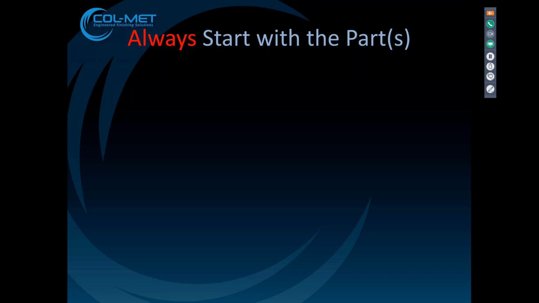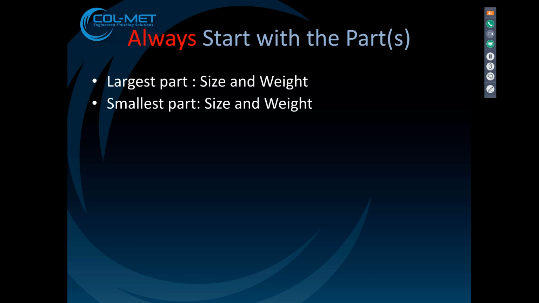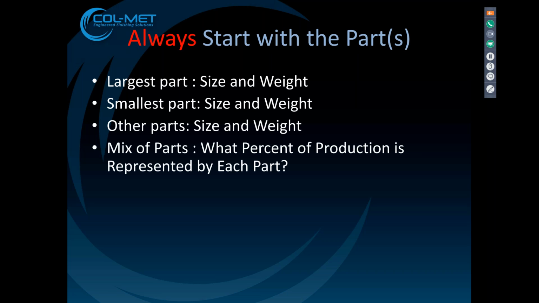The process always starts with the part. We need to find out from the customer what his largest part is, both size and weight. We also need to know what the smallest part is, both size and weight. Additionally, we need to understand the other parts in between the smallest and the largest part, both size and weight of those as well. And then what is that part mix? What percent of production is represented by each part? And the quantity of parts.